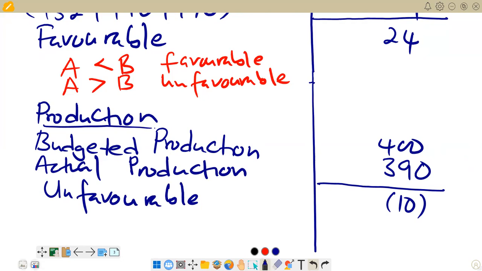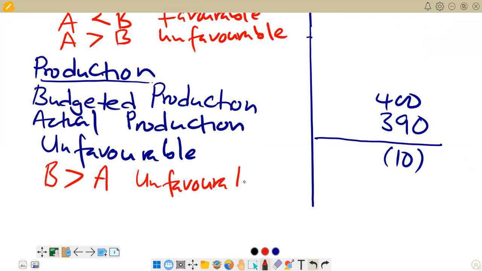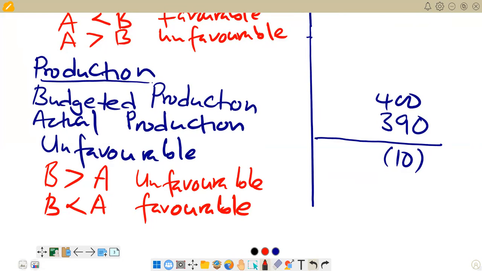So in terms of a hint that we have there, when we are on the production section and we want to see whether it's favorable or unfavorable, we say if budget is greater than actual, we have an unfavorable position. And then the reverse, when budget is less than actual, then this position that we have is a favorable stance. So that's what we have in terms of the production report of LECO Limited on the first part of the question.